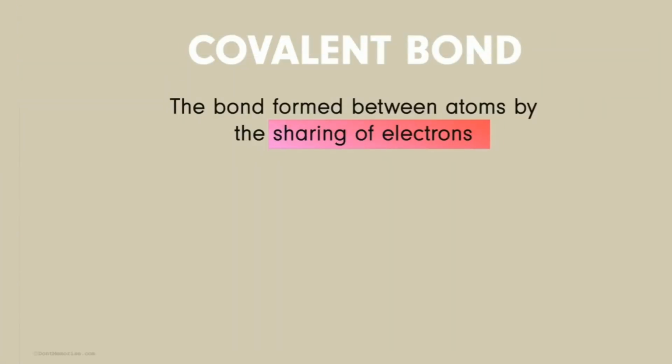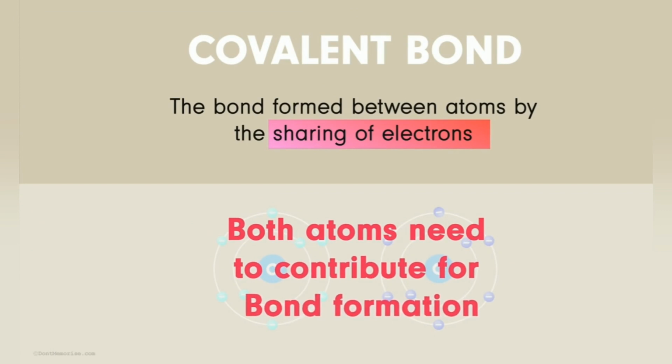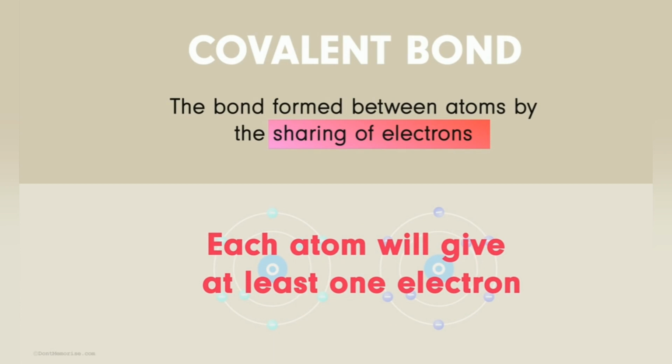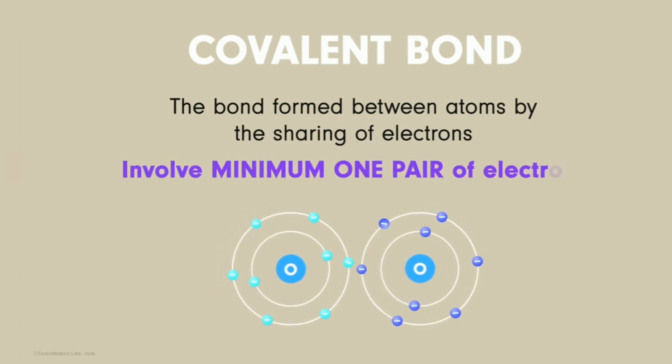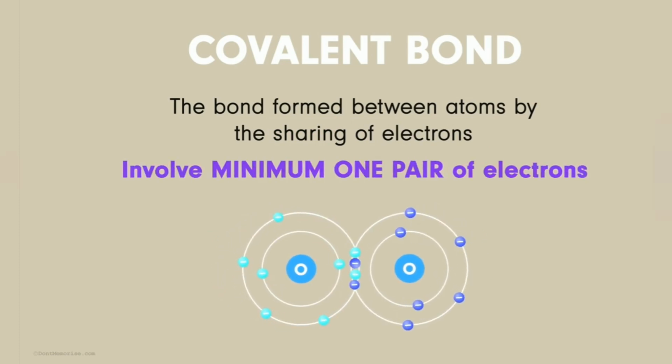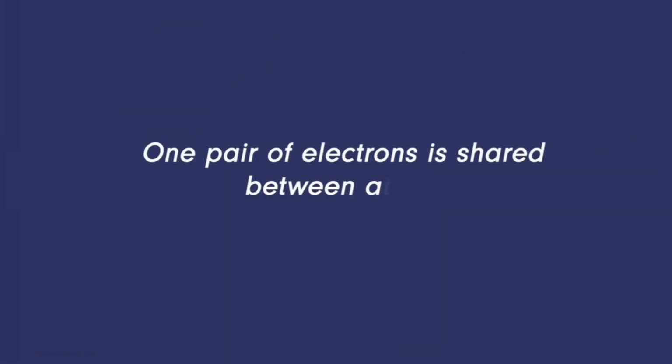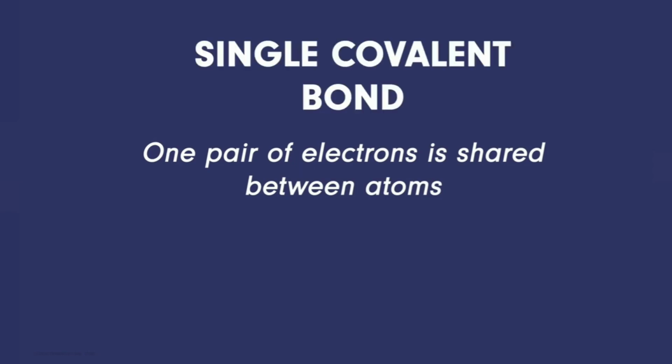When we say sharing, it means that both the atoms need to contribute for the bond formation, right? It indicates that each atom will give at least one electron from its valence shell. Does that tell us that a covalent bond will involve a minimum of one pair of electrons? Yes, a covalent bond needs at least two electrons or simply one pair of electrons. Such a type of covalent bond where one pair of electrons is shared between the atoms is called a single covalent bond, and it is denoted by drawing a single line between the two atoms.